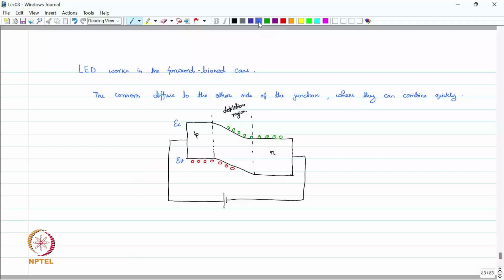So in this device, now these electrons can recombine and give rise to a photon. All this recombination will give rise to a photon. So this is how this LED works.